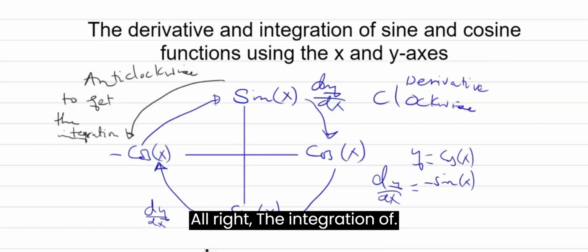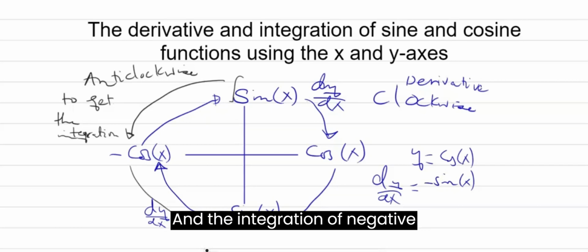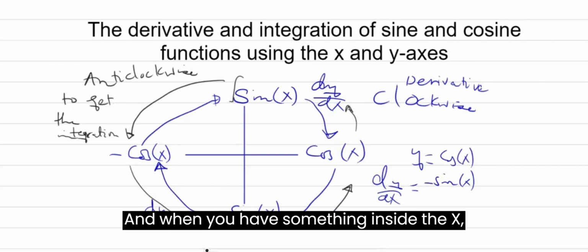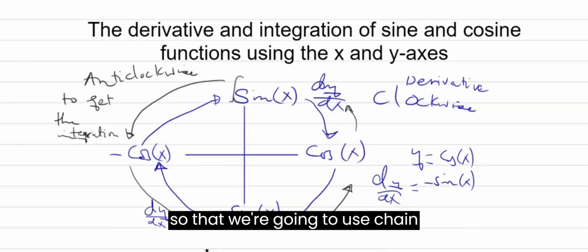All right, the integration of sine is negative cosine and so on, and the integration of negative cosine is negative sine and so on. All right, and that's it. And when you have something inside the x, we're going to use the chain rule, and I'll go through that in the next lesson.